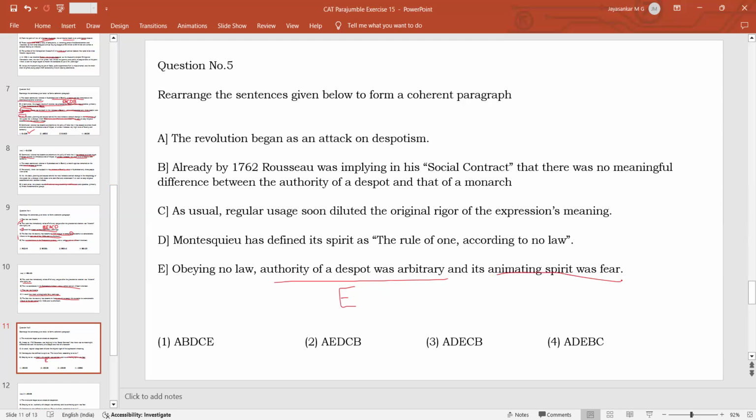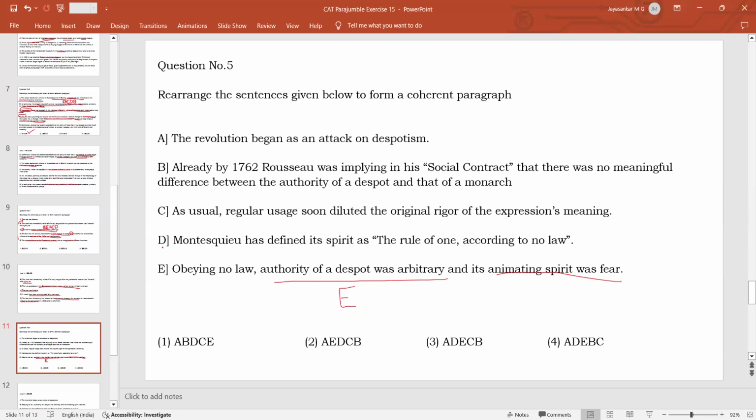So the basic or the dominant feeling among the people when they are under a despot is fear, because they all fear for their lives or property. So this fear is used by the despot to rule the people. So this is a good sentence.